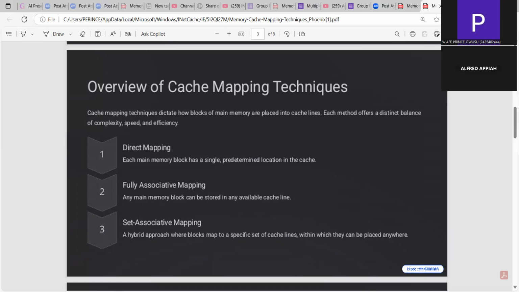When we say direct mapping, each main memory block has a single predetermined location in the cache. Fully associative mapping means any main memory block can be stored in any available cache line. And third, set associative mapping is a hybrid approach where blocks map to a specific set of cache lines within which they can be placed anywhere. So I'm moving to the next slide.